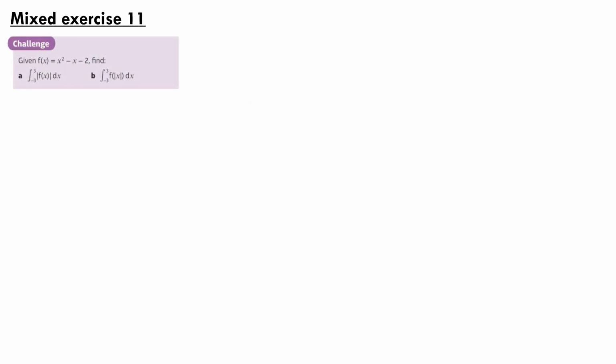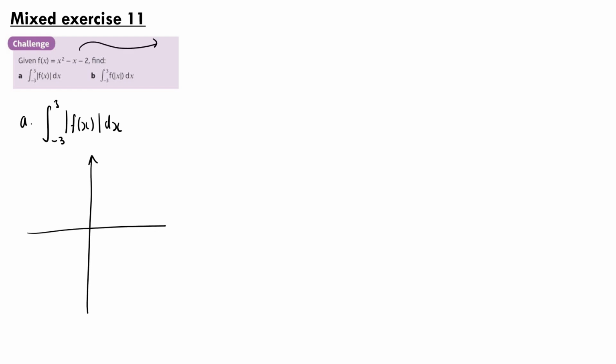Okay, and our last question is from mixed exercise 11. Given f of x equals x squared minus x minus 2, we're asked to find these two integrals. Starting with this first one from part A, the integral from minus 3 to 3 of the modulus of f of x dx. Now when working with modulus functions, it's always a good idea to draw a graph so we know what's happening.